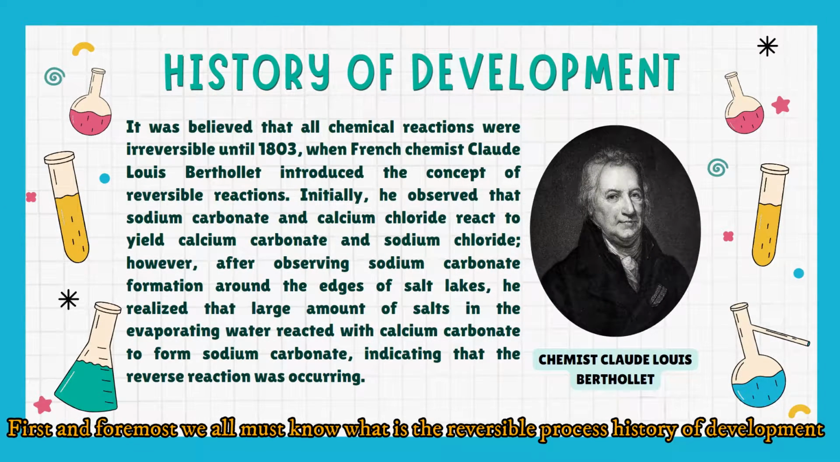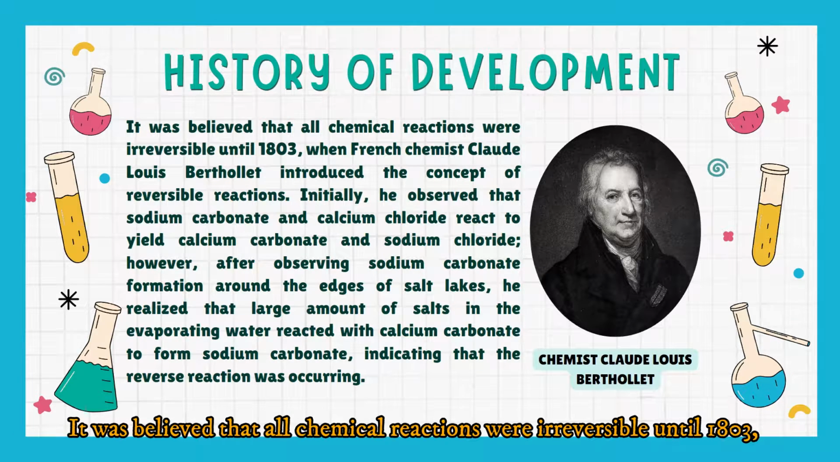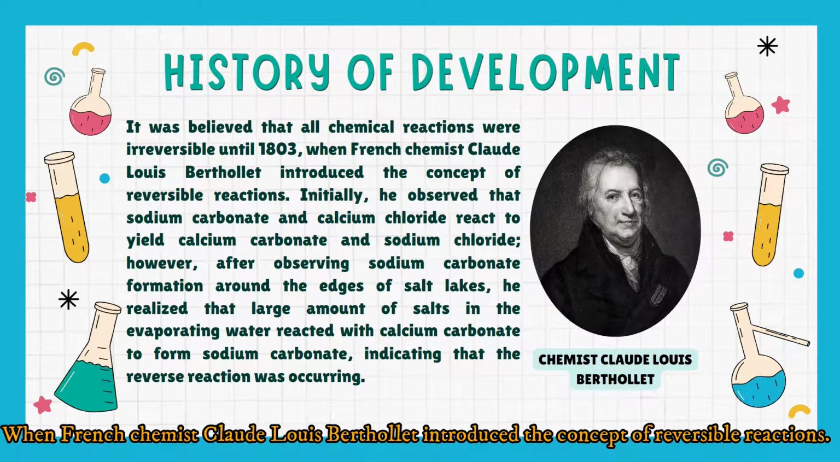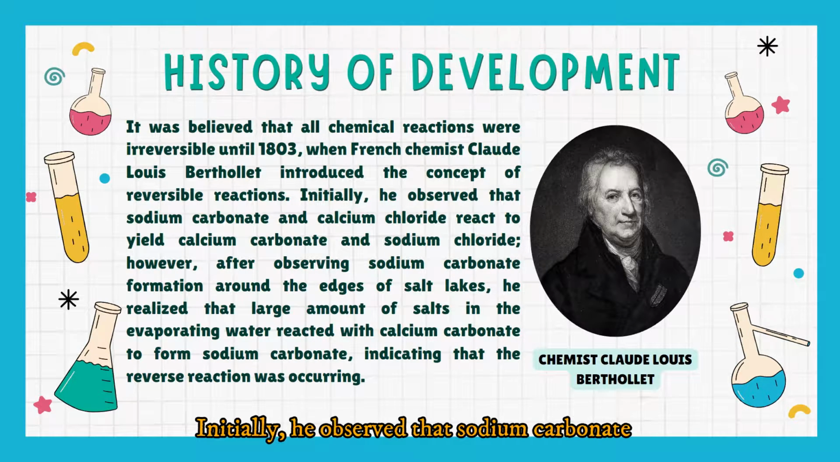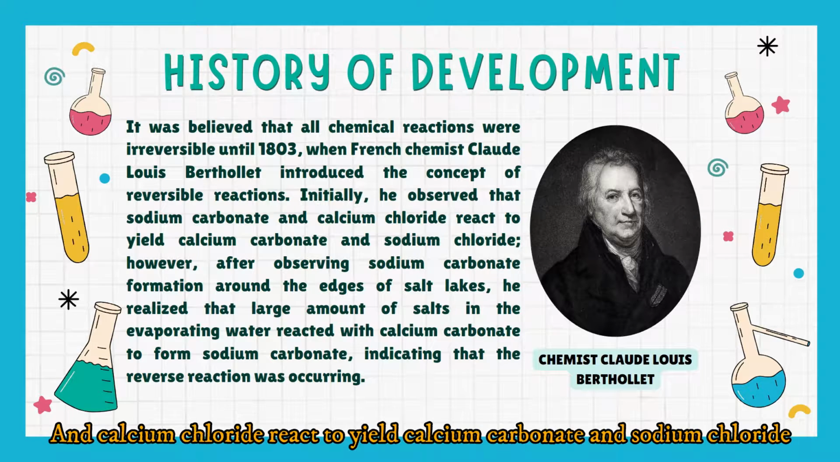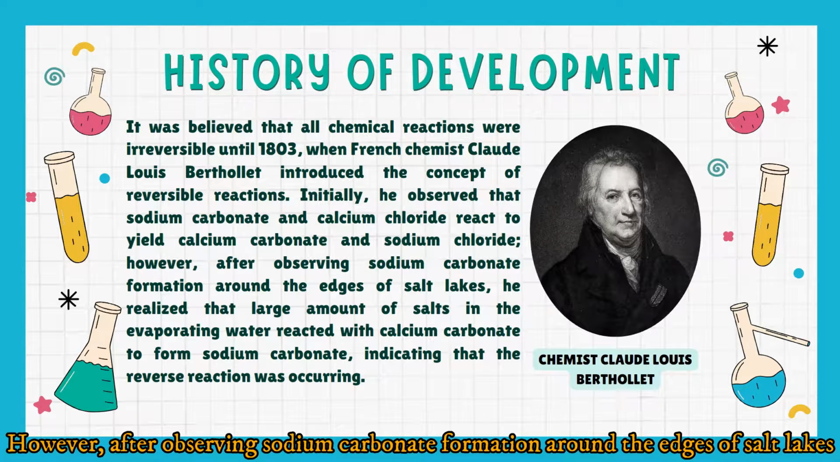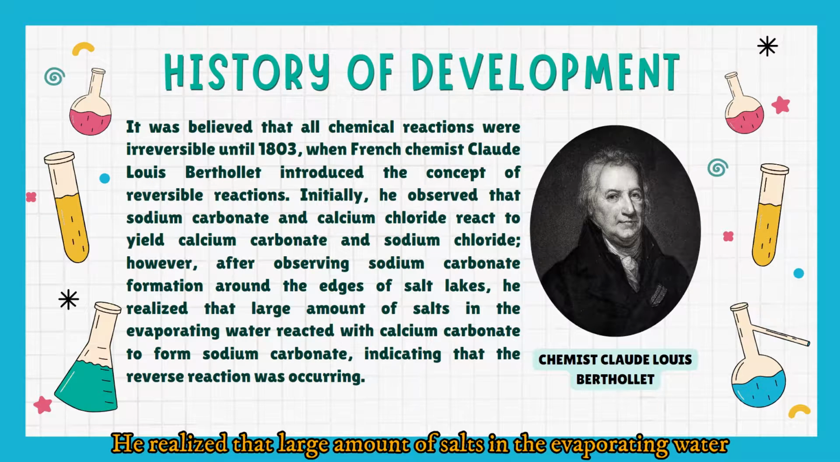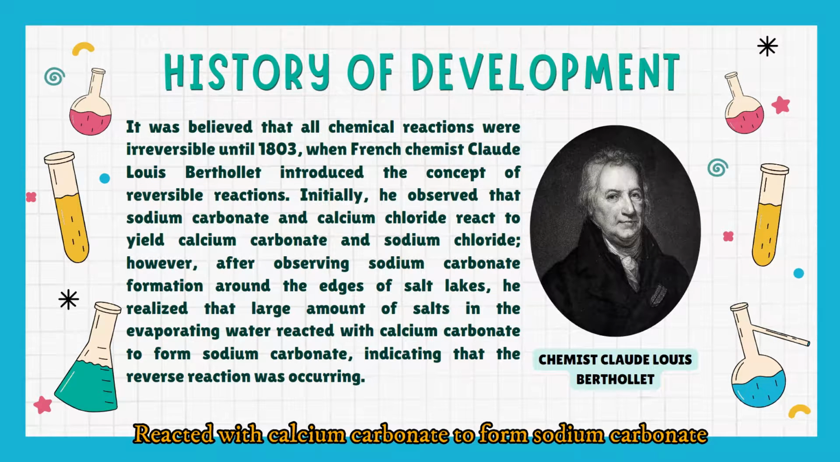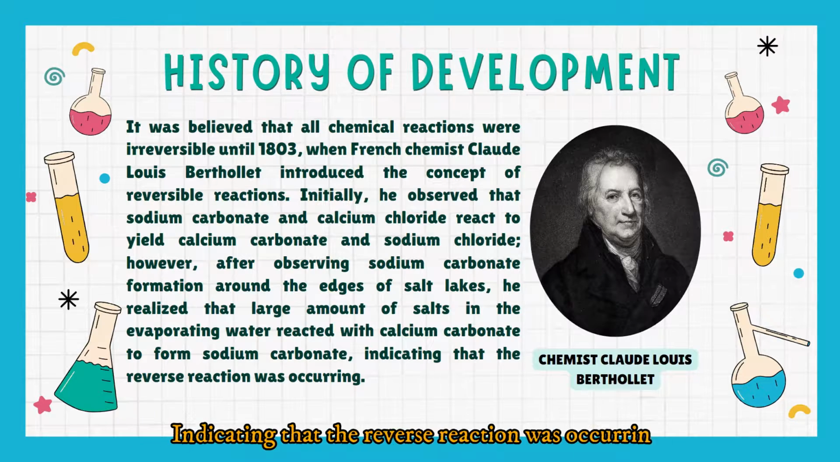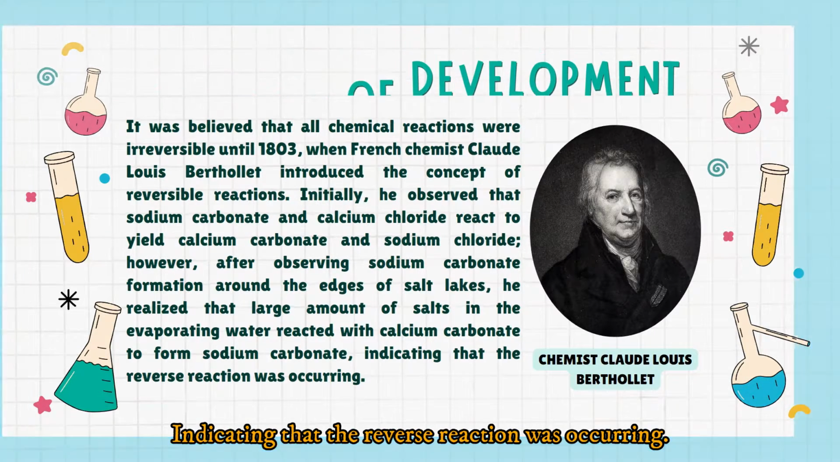First and foremost, we all must know what is the reversible process history of development. It was believed that all chemical reactions were irreversible until 1803, when French chemist Claude-Louis Berthollet introduced the concept of reversible reactions. Initially, he observed that sodium carbonate and calcium chloride react to yield calcium carbonate and sodium chloride. However, after observing sodium carbonate formation around the edges of salt lakes, he realized that large amounts of salts in the evaporating water reacted with calcium carbonate to form sodium carbonate, indicating that the reverse reaction was occurring.